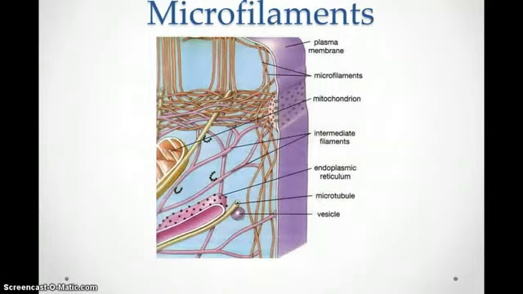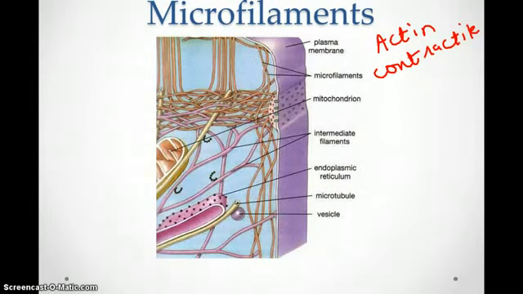So here we have the microfilaments. The microfilaments are made of a protein known as actin. Made of actin. And actin is a contractile protein. And a contractile protein is a protein that can get shorter and longer.